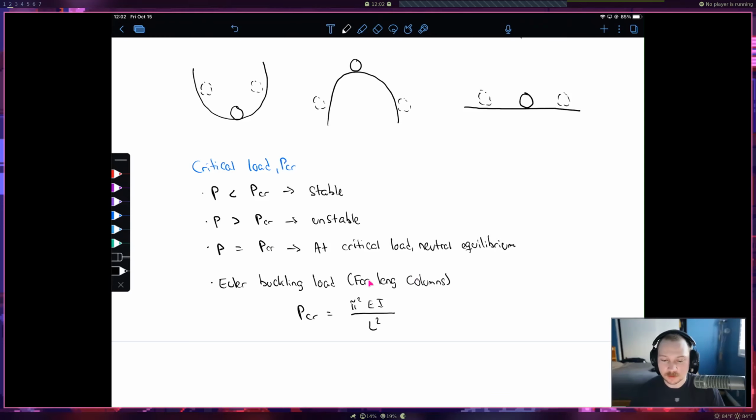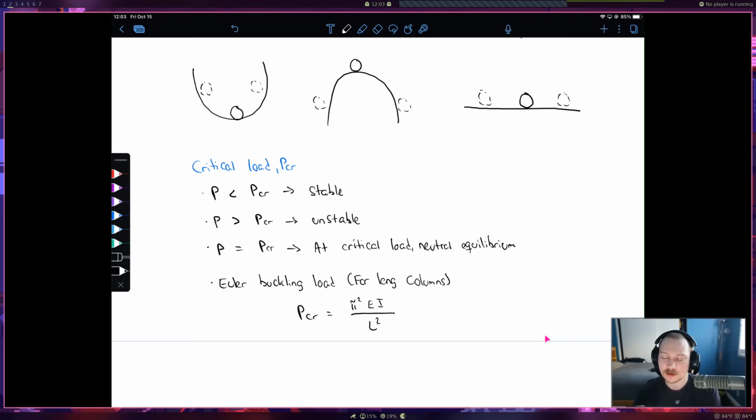Alright, so here it is. This is the critical load, again, for long columns only. So we can estimate when this critical load is going to take place by having this equation: pi squared multiplied by the elastic modulus multiplied by the moment of inertia, all divided by the length squared. Okay, so that's going to be our theoretical equation to estimate for a long column when we're going to reach our critical load. So if we look at this equation, we can basically make our system more stable. You can think of it that way by increasing the stiffness, right?